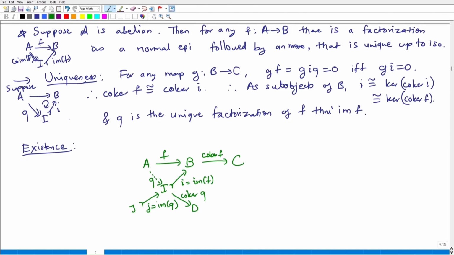Now, this much diagram we have. Then we have another composition which is 0. Yes, co-kernel of Q composed with Q is equal to 0. So it must factor through its kernel, the kernel of co-kernel. So there exists an R.